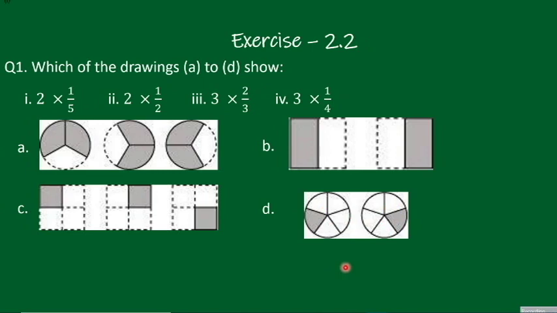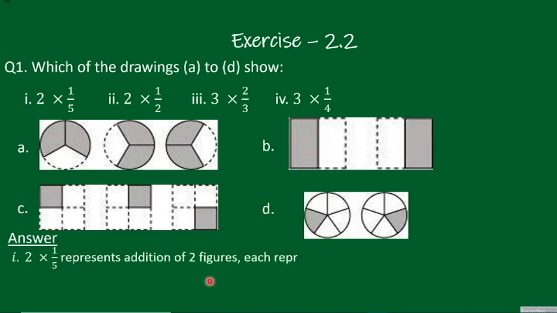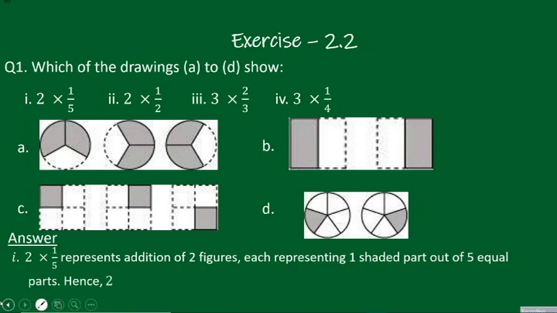Okay, so here is the procedure to write your answer. 2 multiplied by 1 by 5 represents addition of 2 figures, each representing one shaded part out of 5 equal parts. Hence 2 multiplied by 1 by 5 is represented by D. Okay, hope you understand this question.